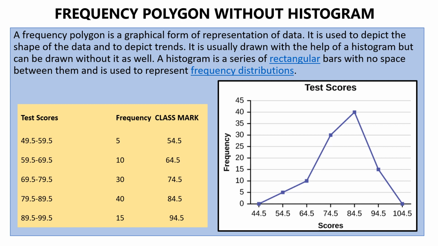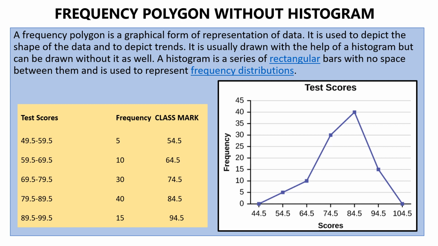A frequency polygon is a graphical form of representation of data. It is used to depict the shape of the data and to depict trends. It is usually drawn with the help of a histogram, but can be drawn without it as well. A histogram is a series of rectangular bars, as we have discussed in the previous class also, with no space between them, and is used to represent frequency distributions.